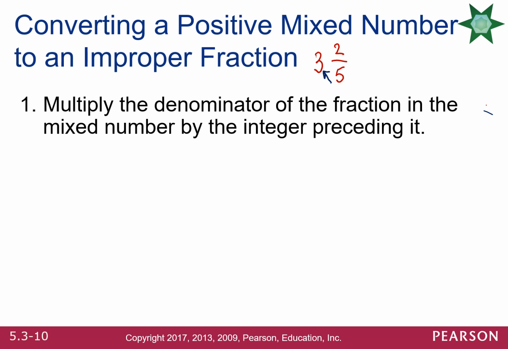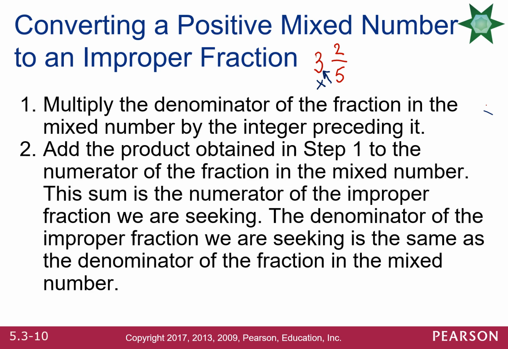So 5 times 3 is 15, and then in the next step, add the product obtained in step 1. So this was 15, 5 times 3 that we obtained after multiplying the denominator by the integer value. Now we have to add the product to the numerator of the fraction. So 15 plus 2, 17.